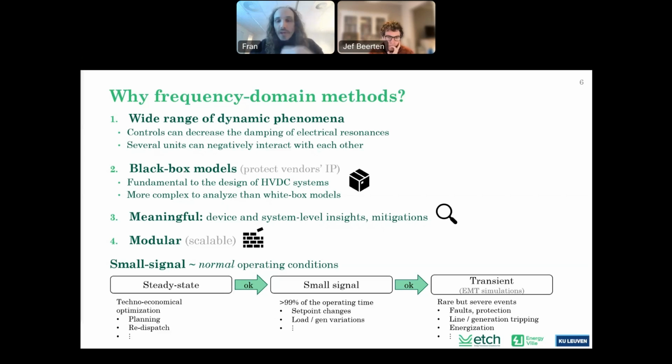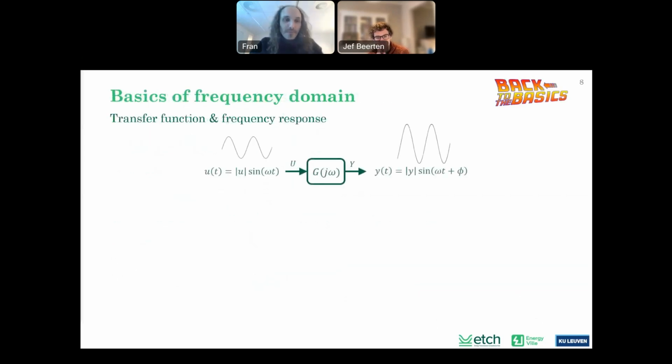So now I will move on to what is frequency domain and review a little bit the basics. So starting really from the basics, what's a transfer function and a frequency response? You can think of it as a box where you have some inputs and some outputs. In this case, we can have a sinusoidal input with specific amplitude and frequency. And at the output, we will have another sinusoidal of the same frequency with a different amplitude and a different phase shift. And these characteristics are those that define the frequency response.